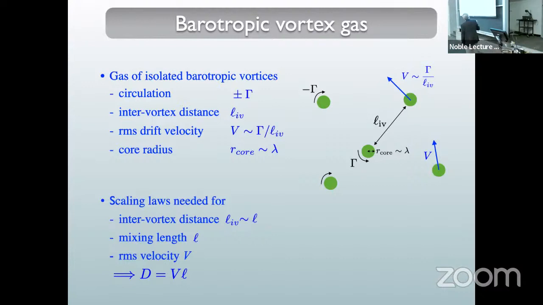But this vortex, for example, is going to advect this other vortex. If it's positive vorticity, it is going to advect it around in this direction, and its velocity is going to be gamma over the intervortex distance, because that's how distant that other vortex is. So that's the r, the distance from the first vortex. So given gamma and LV, I also know what the RMS velocity is.